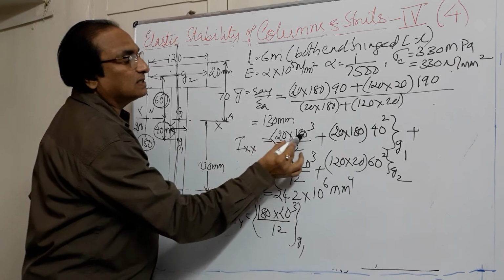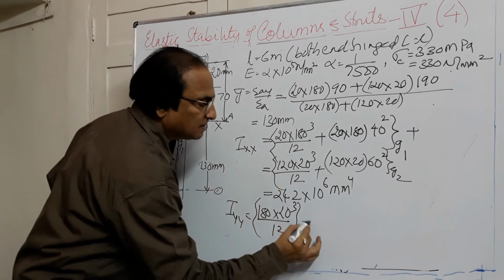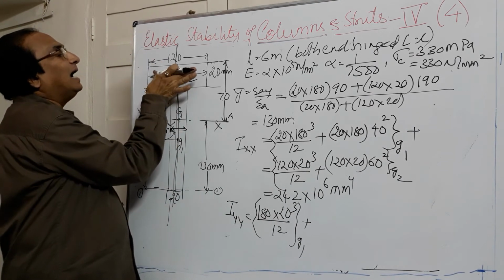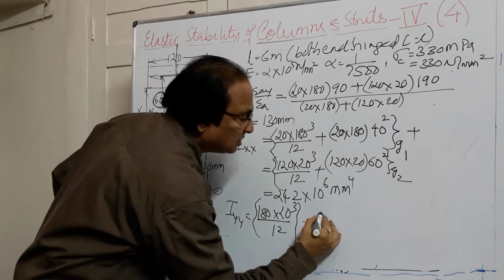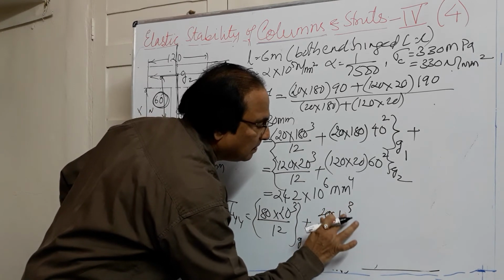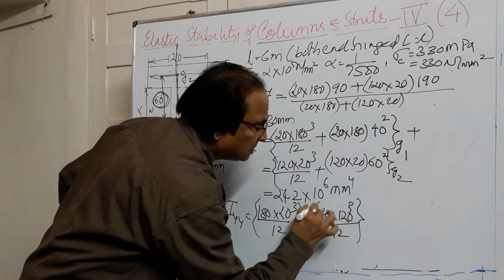See, the things are reversed here. 180 into 20 cube, plus the moment of inertia of this, b is 20 and d is 120. So this will be 20 into 120 cube divided by 12. This is for G2.